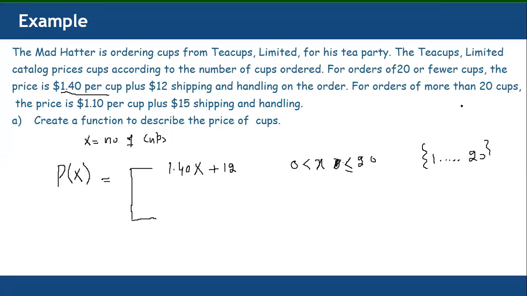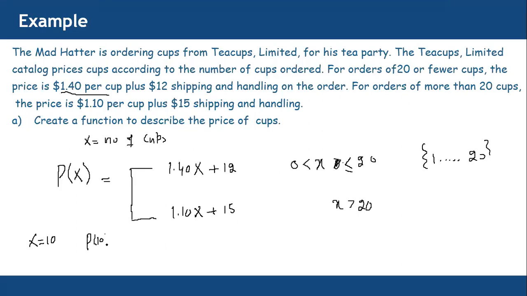Now, for orders of more than 20 cups, the price is 1.10 per cup plus 15 shipping. So per cup is 1.1, you can write 1.1 with x plus 15 for shipping. But when x is greater than 20, more than 20 cups. First, let's suppose you want to order 10 cups, x is equal to 10 cups. So what will be the price?